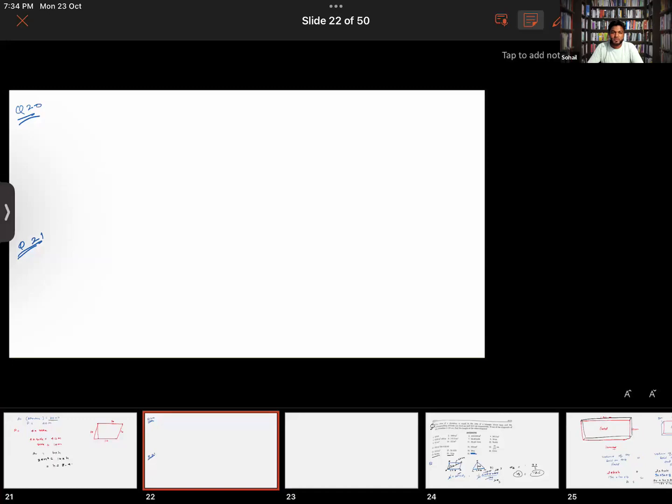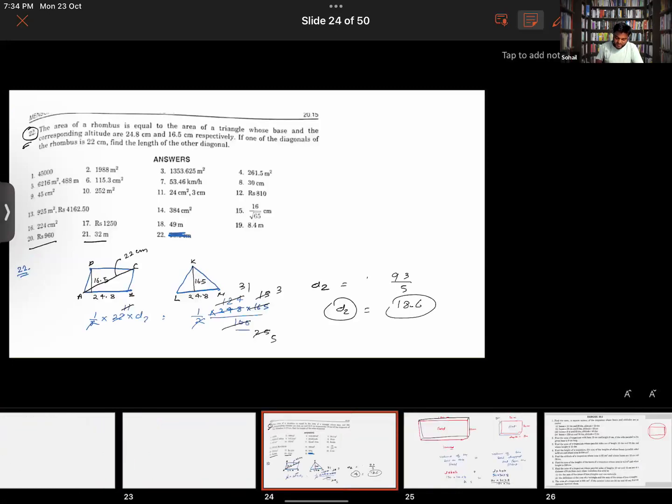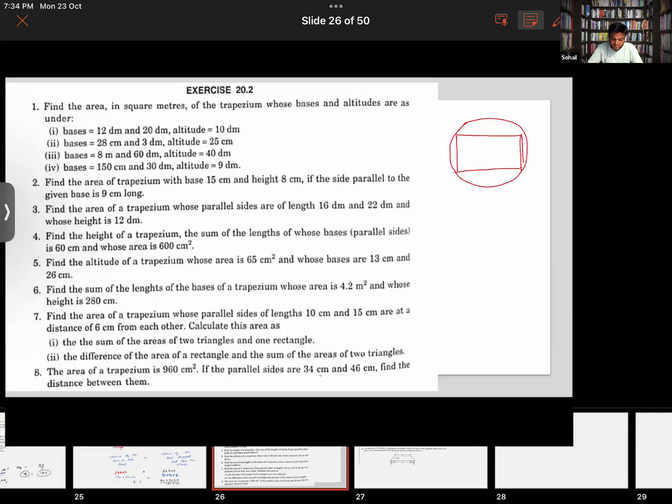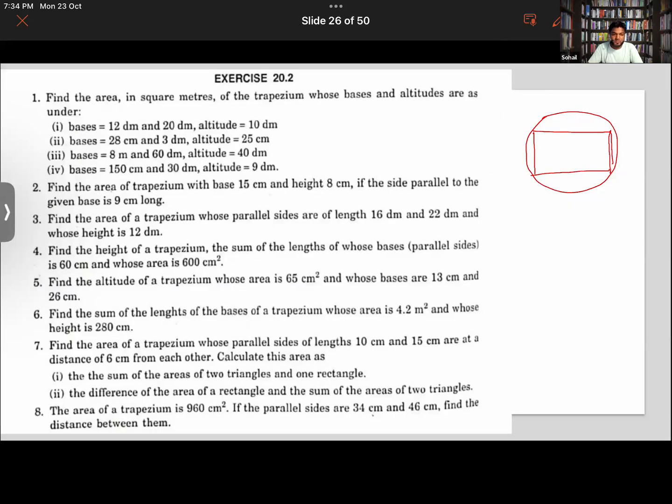We completed exercise 20.1. Today we will be beginning with the new exercise, that is 20.2. I gave you a few questions from this exercise, and some of them are part of your assignment. Some questions of this exercise are very easy, so we'll be picking only the questions which require explanation.